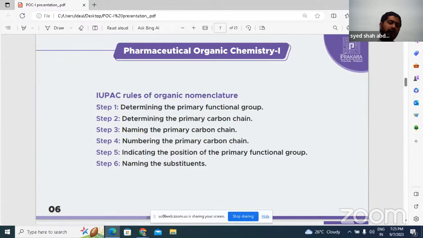First we need to identify which functional group is there, either alcohol, ketone, or carboxylic acid. What is the functional group that is there? We first identify it, then determine the primary carbon chain. Then we name the primary carbon chain and number it. Then we go towards the functional group, to see what position it gets. And the sixth step will be naming the substituents.